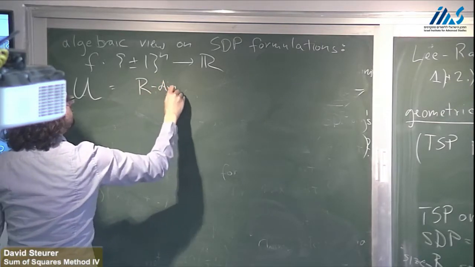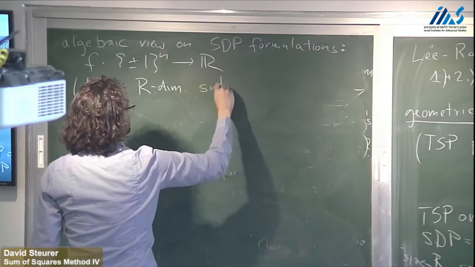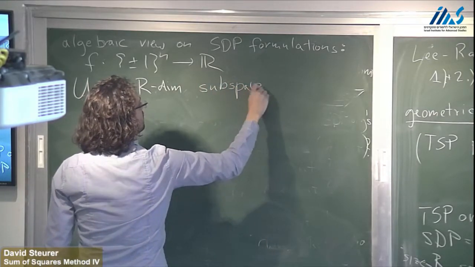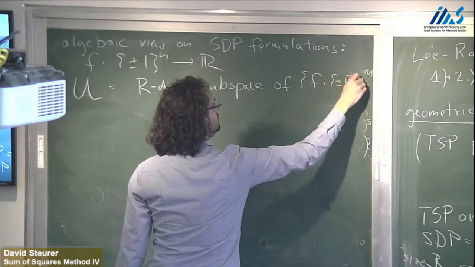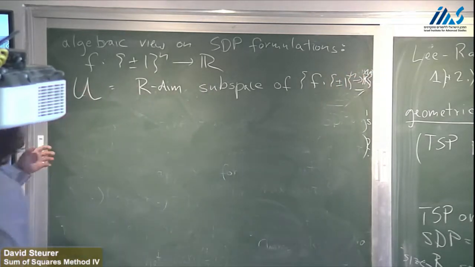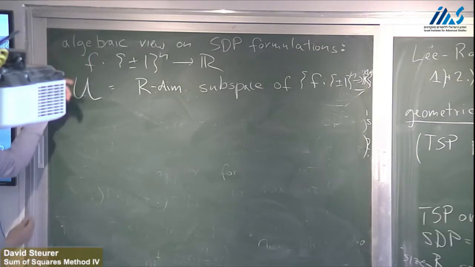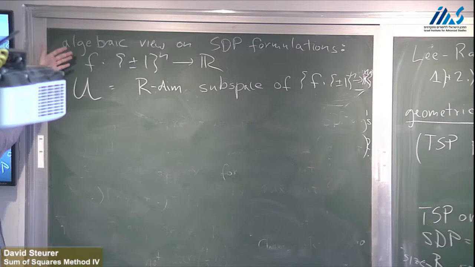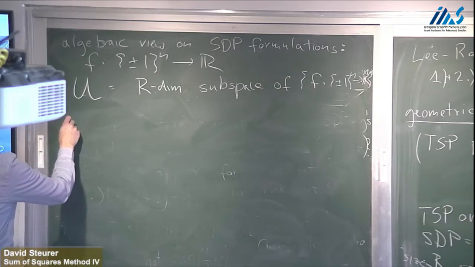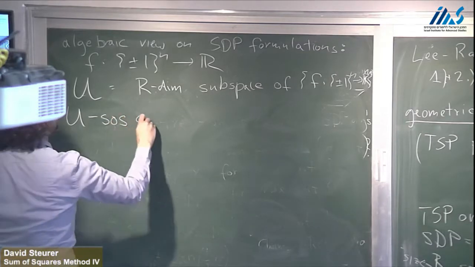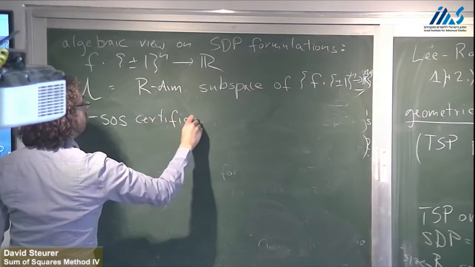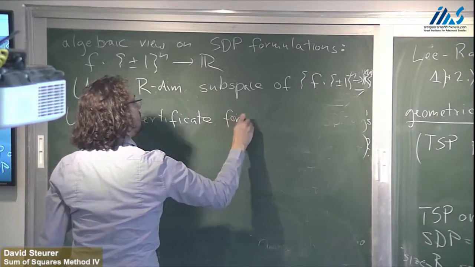an r-dimensional linear subspace of these functions. And remember that optimization questions are very related to this question of certifying non-negativity, and now we're going back to this viewpoint of certifying non-negativity. Now we define a U sum of squares certificate for the non-negativity of some function f.